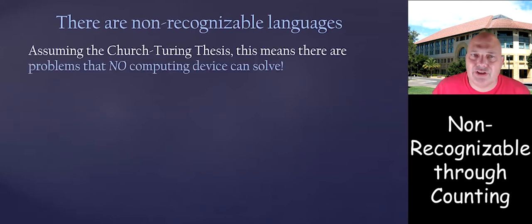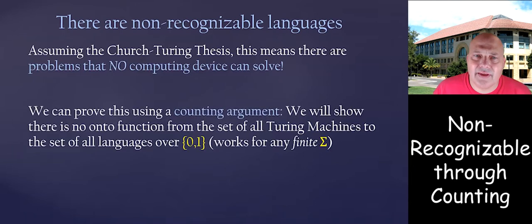So assuming the Church-Turing thesis, this means that there are problems that no computing device can solve, and even in the weaker sense of recognizing, not even deciding. And we can show it through a counting argument. We will show that there is no onto function from the set of all Turing machines to the set of all languages, even over 0, 1, definitely over any finite sigma. But 0, 1 is sufficient to show this impossibility.